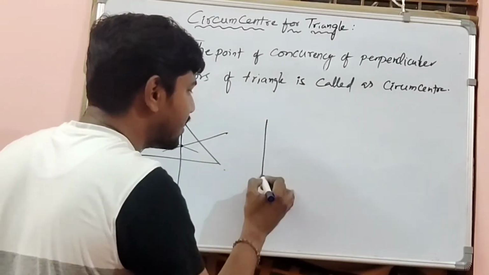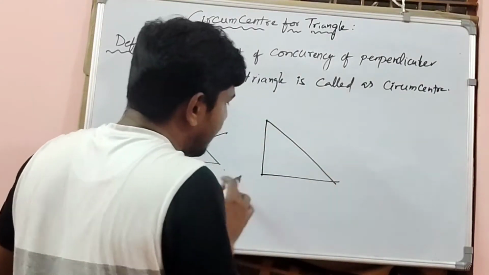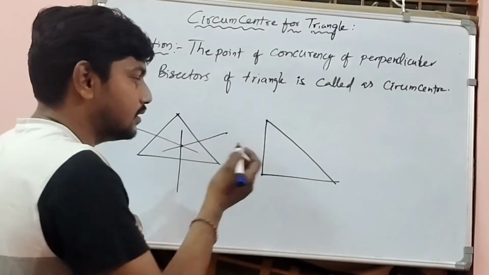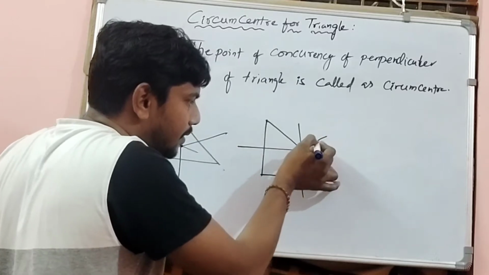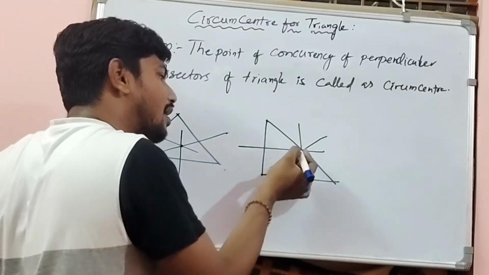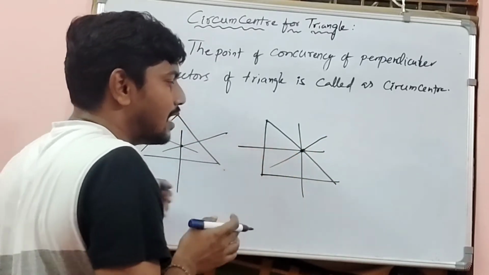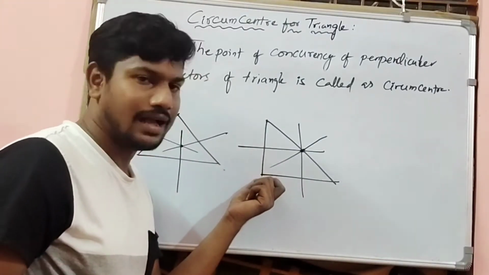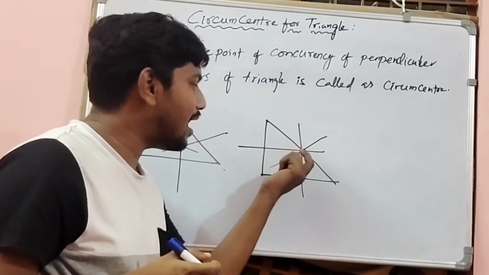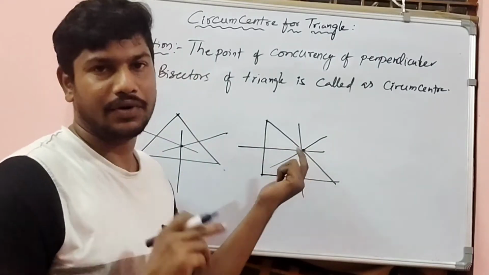Let us draw a right angle triangle, with mutually perpendicular lines. So the perpendicular bisector for this side, for this side, and for the hypotenuse: all of them will definitely meet at the midpoint of the hypotenuse. So we can conclude that in a right angle triangle, the circumcenter will always lie at the midpoint of the hypotenuse.